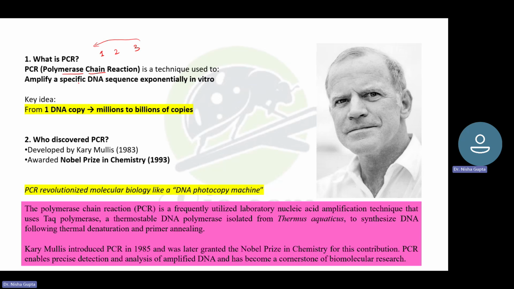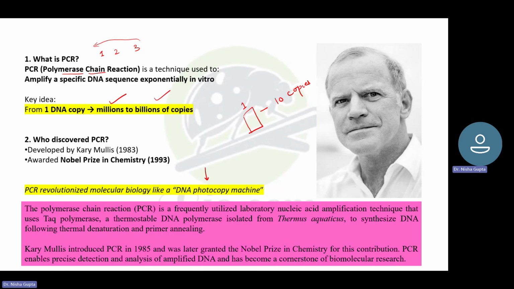It is a polymerase chain reaction because there is one enzyme, DNA polymerase, which is responsible for multiplying your one DNA copy to even millions and billions of copies. It is equivalent to photocopying a single page into 10 copies, right? If you have 10 students in a class and you have only one page, your teacher will make photocopies and distribute them to every student of the class. So likewise, PCR is nothing but a DNA photocopy machine.